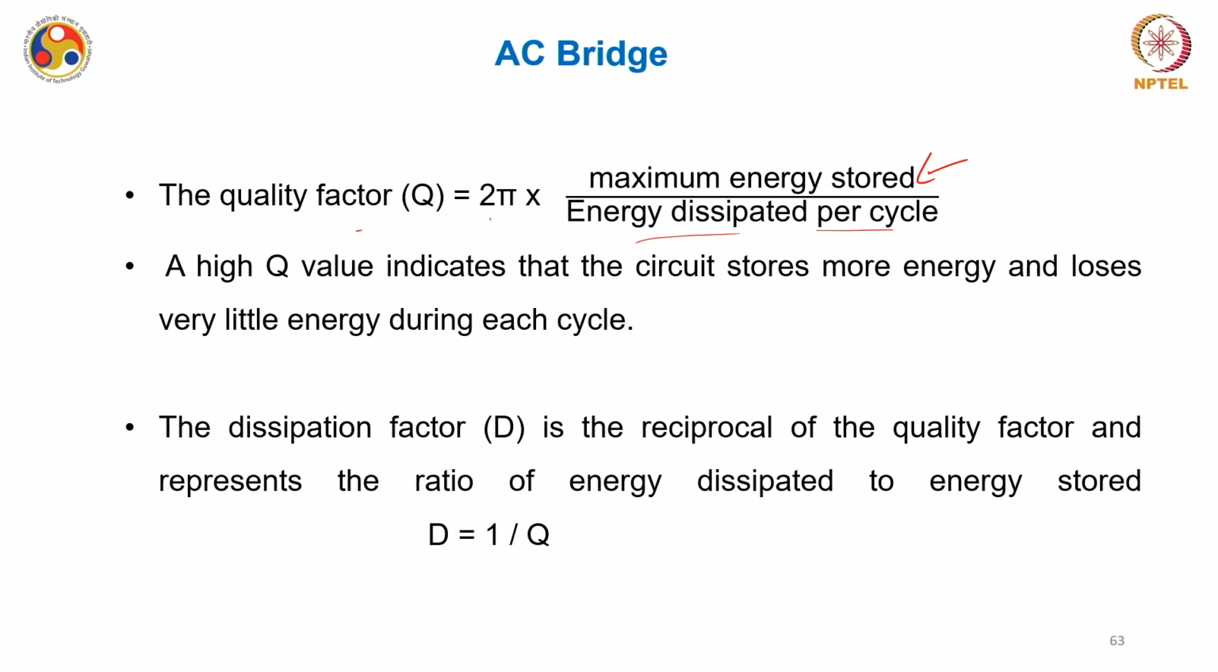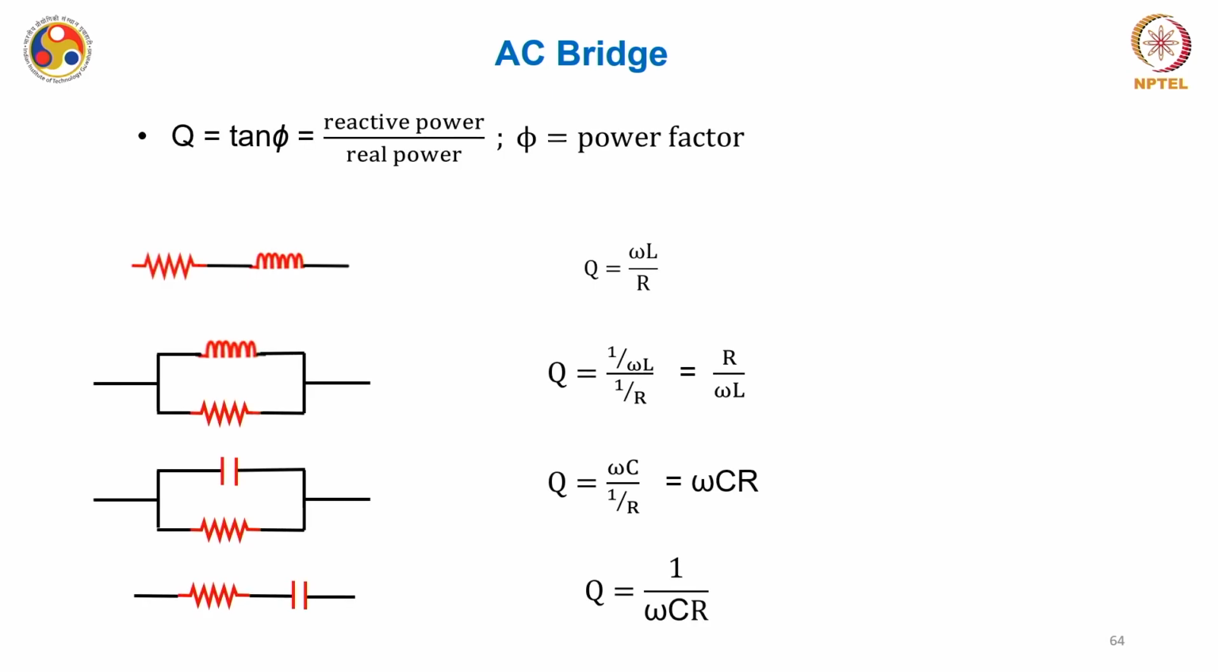The dissipation factor D is the reciprocal of the quality factor, so D = 1/Q, and it represents the ratio of energy dissipated to energy stored, just the reverse of this. In power terms, the quality factor is equal to tan φ, which is equal to reactive power by real power, where φ is the power factor angle.